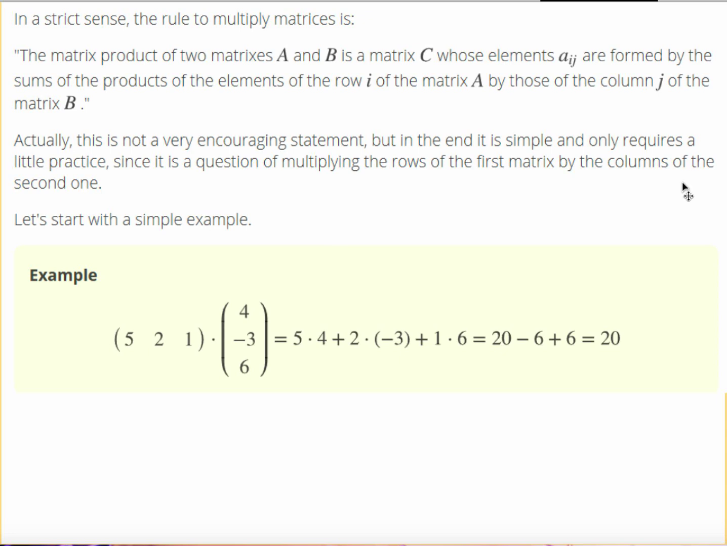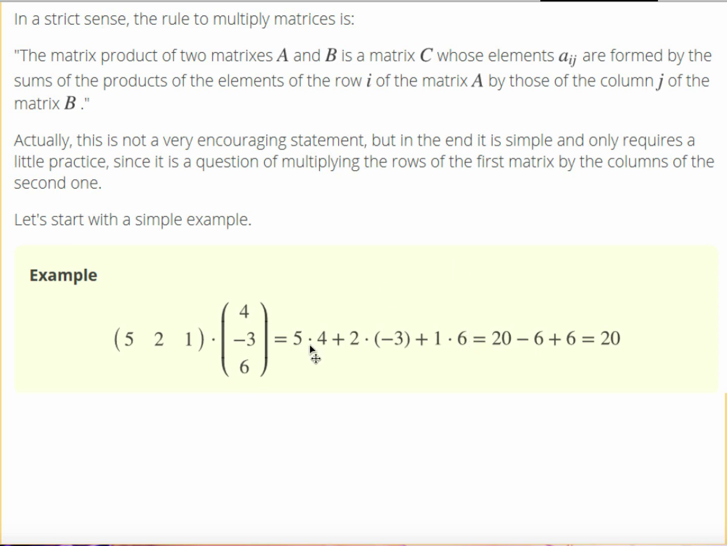How you do this is kind of fun, I think. You're going to take the first element of the first row in your matrix, and multiply that by the first element in the first column of your matrix. So we've got 5 times 4. Do you see that? Then we multiply the second element in our row times the second element in our column. So that's 2 times negative 3. And then we take the third element in our row times the third element in our column. And that's the 1 times 6.